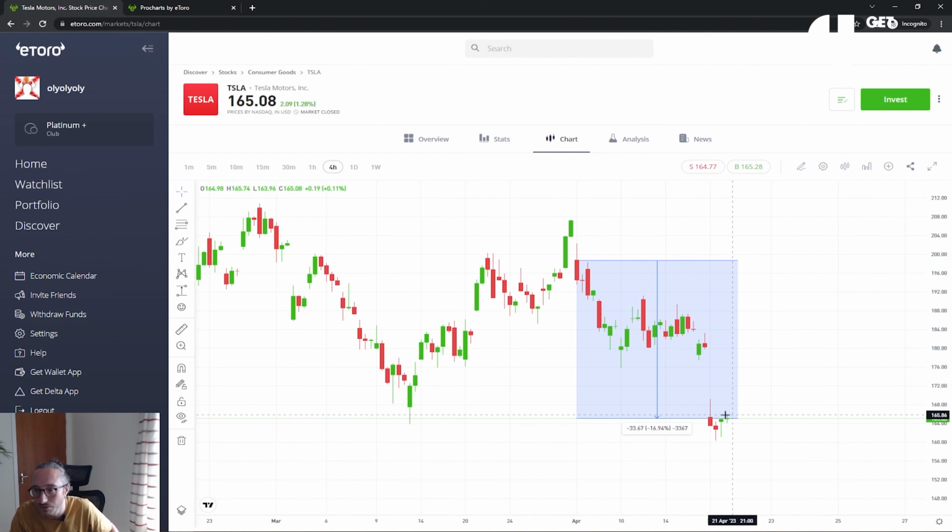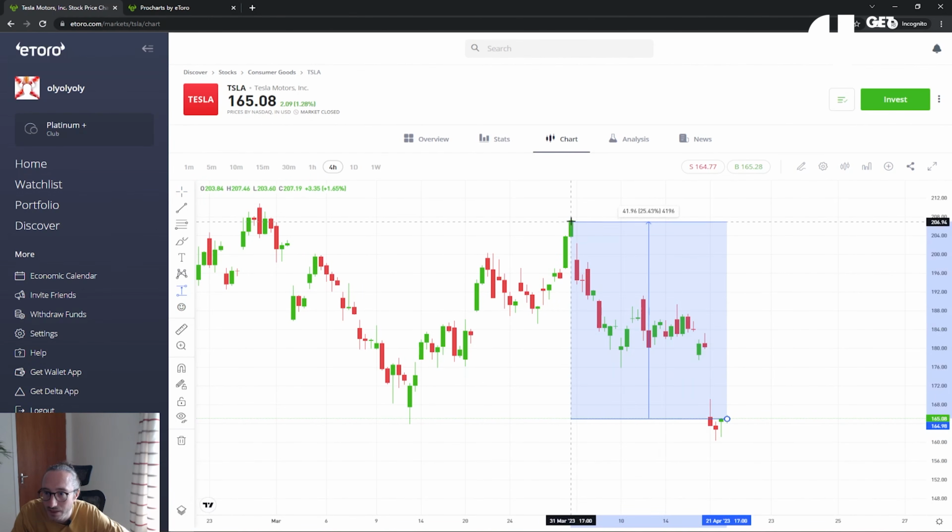But alternatively, if you wanted to see what would happen if it goes back to that, then you can drag up from where we were yesterday. And if it returns to that, then you'd actually make 20.52%-ish.